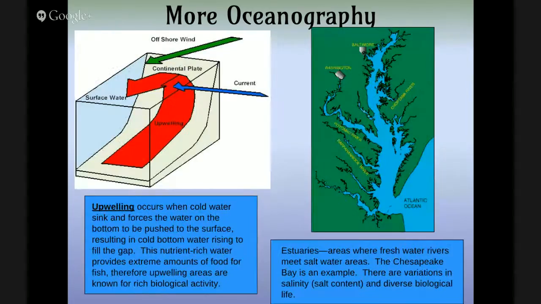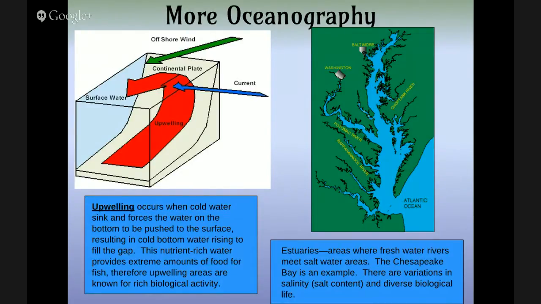All right, we talked about upwelling. Upwelling occurs when cold water sinks. We know that cold water is more dense, so cold water will sink, and it forces the water on the bottom to be pushed up to the surface. And this results in cold bottom water rising up to fill this gap.